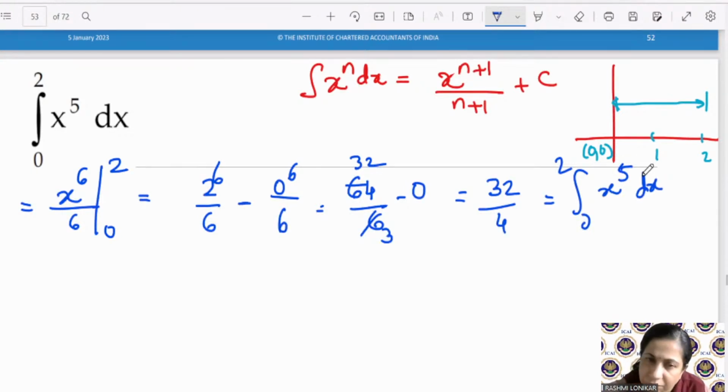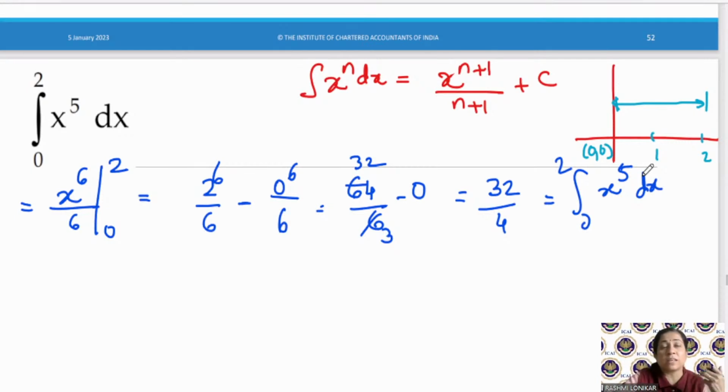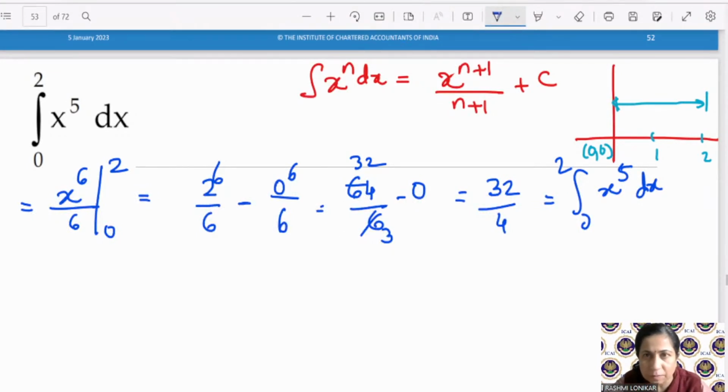So what does this give you? It gives you the area under the curve x raised to 5 when integrated. To find the area under the curve, I'm using this, with x going from 0 to 2. It is equal to 32 upon 3, sir, not 4. It is 32 upon 3.